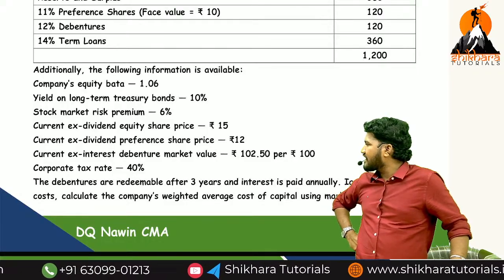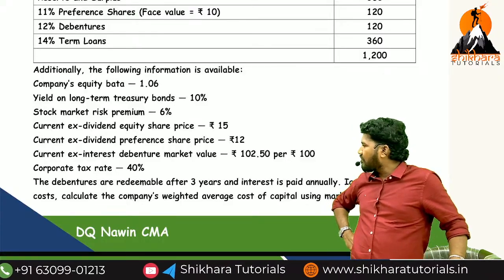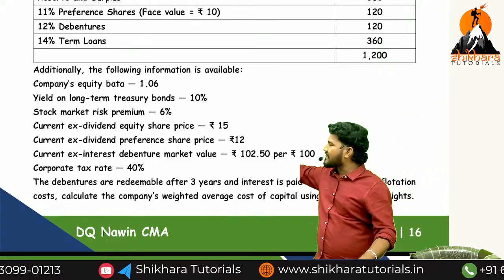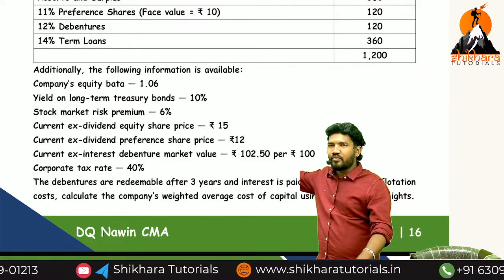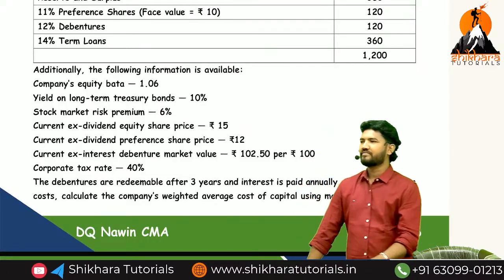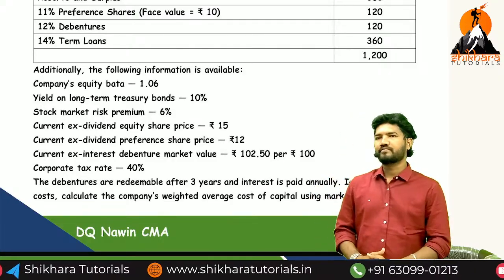Next, current ex interest debenture market value is 102.5. Corporate tax rate is 40%. If they do not touch this ex dividend problem, you can solve easily. But if you get stuck with this word, you can't solve. You will think more and more and more.